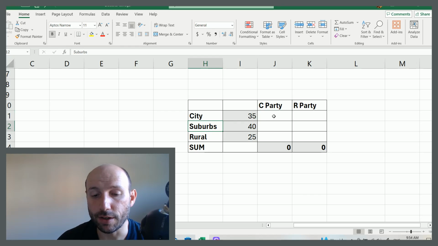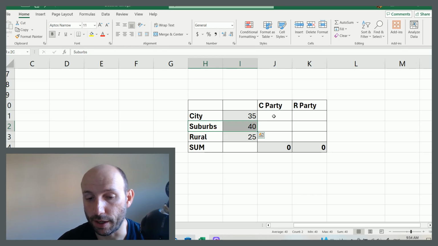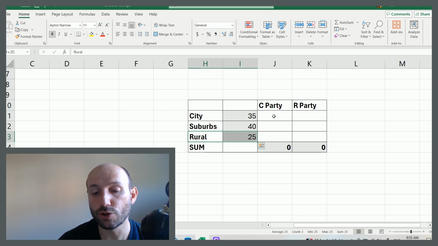Okay? Then we have another state which has 40% of the population, 40 electoral votes, and the culture in this state is more defined by suburban life, even though they have cities and suburbs and rural areas. And then we have the third state, which has 25% of the population, 25 electoral points, and the culture in this state is more defined by rural life, again, even though they have cities and suburbs and rural areas.